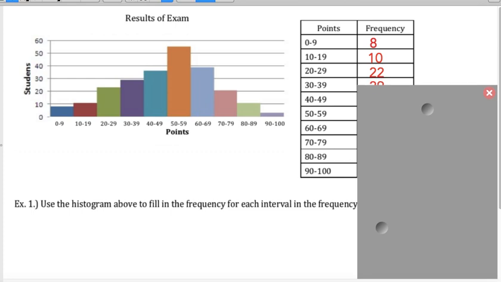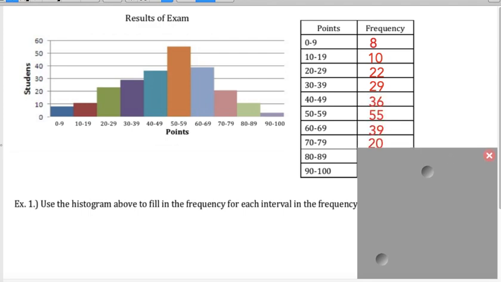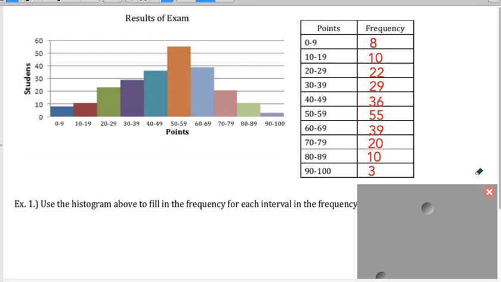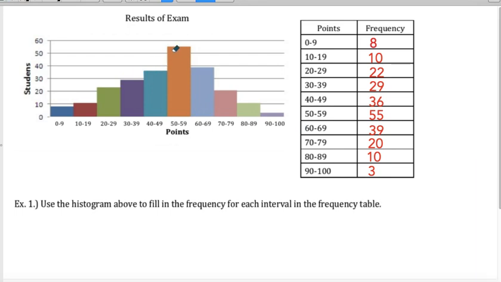From 30 to 39, we have 29. From 40 to 49, we have 36. And finishing out the table, we would then be able to see that we have 55, 39, 20, 10, and 3.